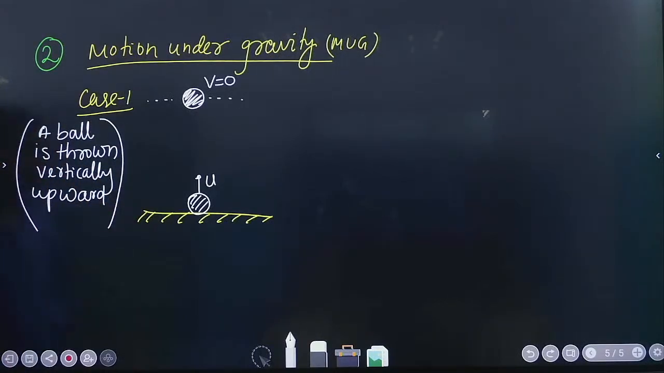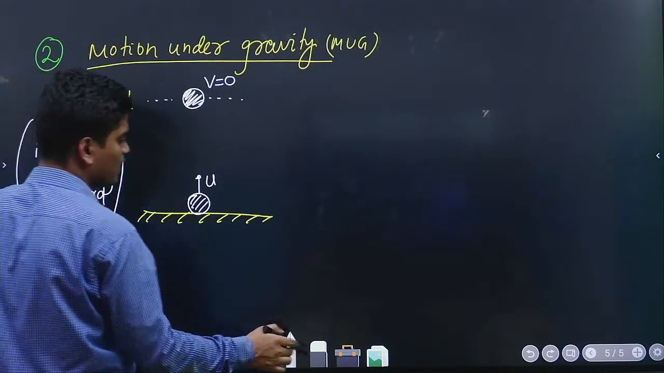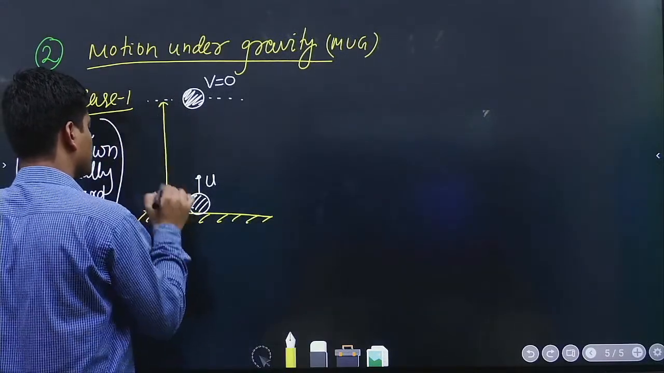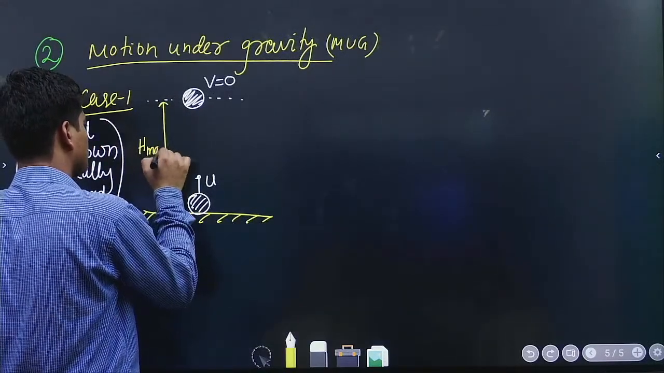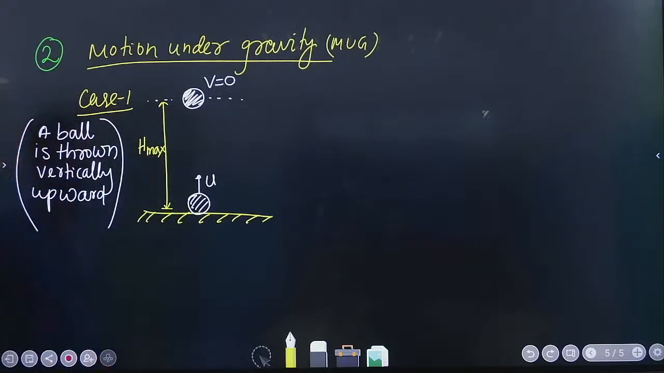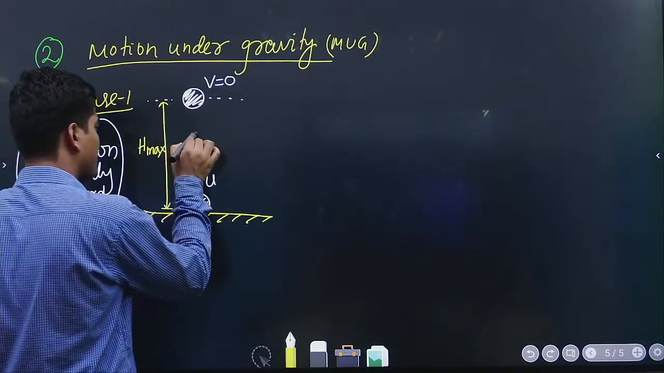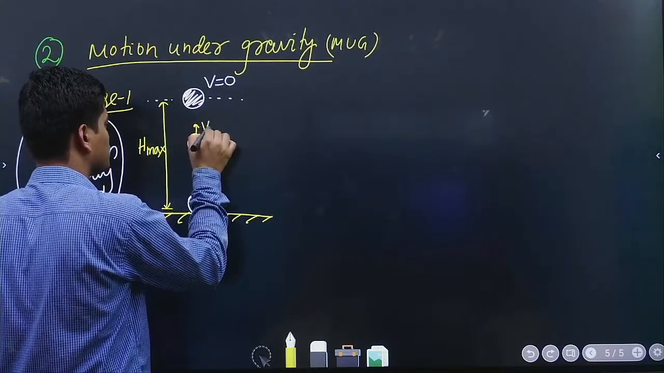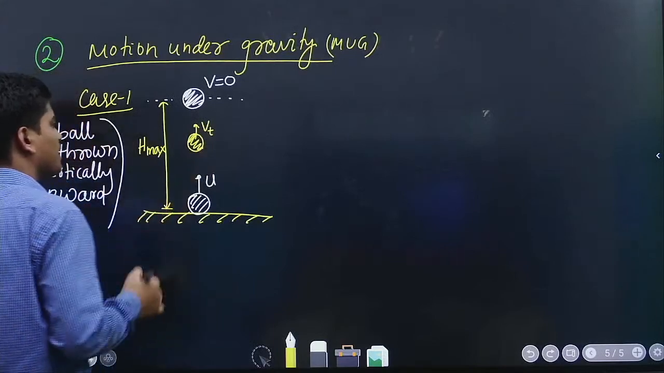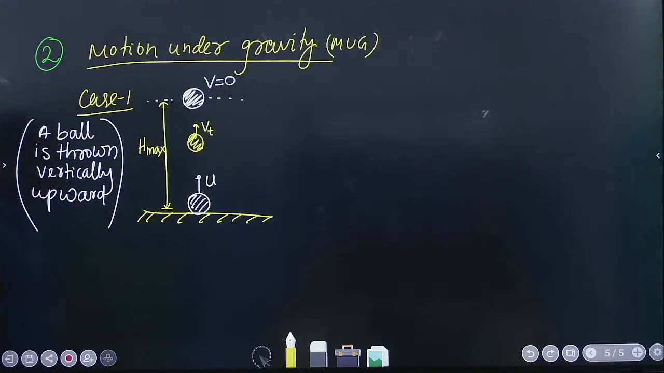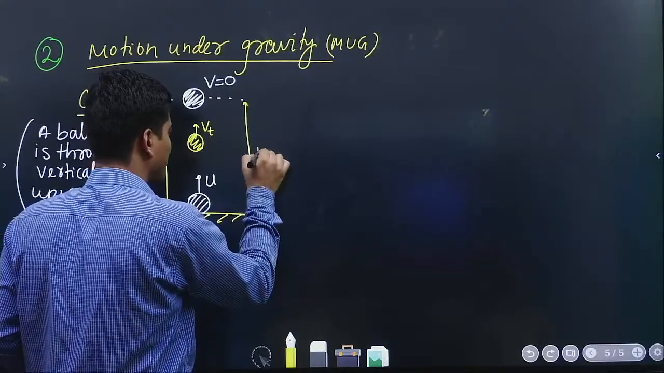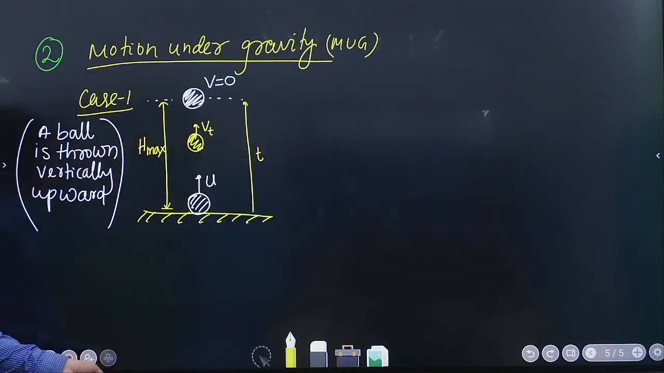Now here there are so many things we can find. Whatever height it is reaching, this height is called H max, the maximum height the particle is reaching. Or at any arbitrary point, we can also find the velocity of the particle at any time t. And you can also find the time taken if a particle is going from here to here. There are many things we can find, so let me find them one by one.